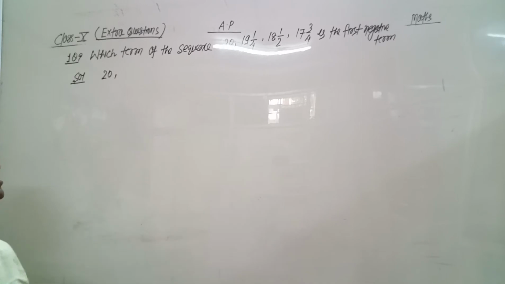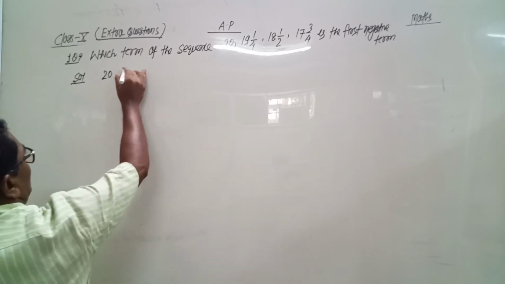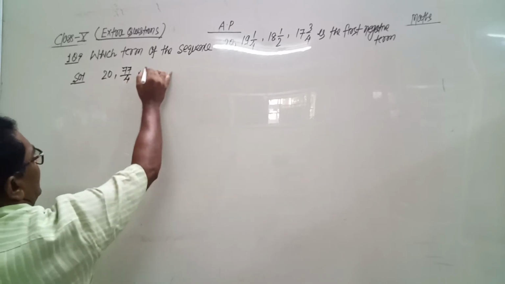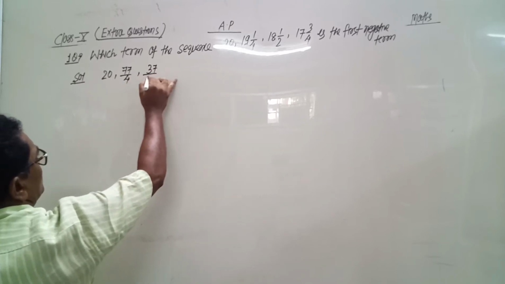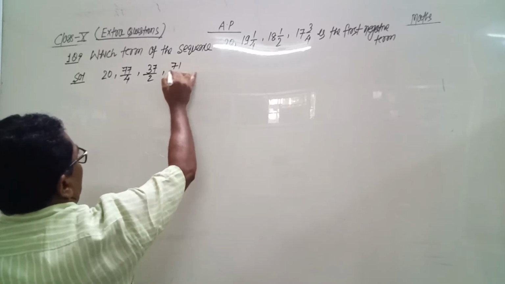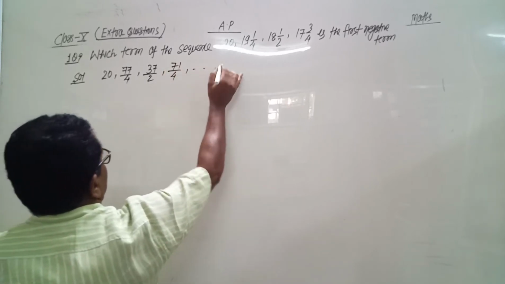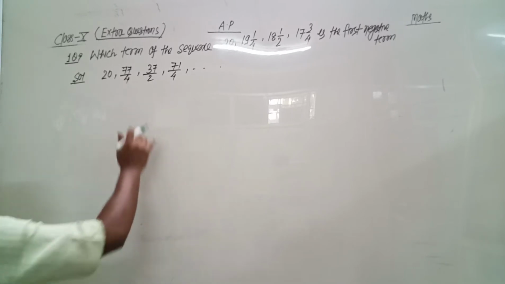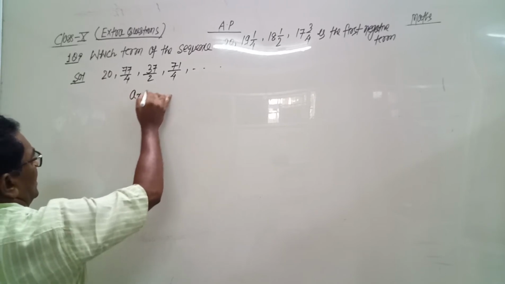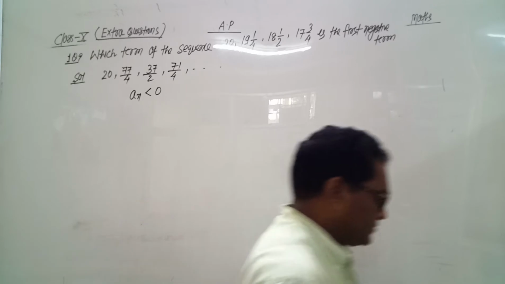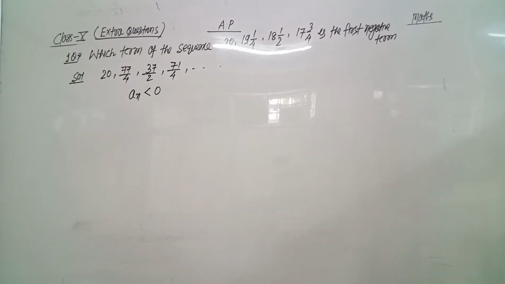20, 19 1/4, 18 1/2, 17 3/4, and so on. We have to find which term of the sequence is the first negative term. Meaning a_n is less than 0. The first negative term would be less than 0.